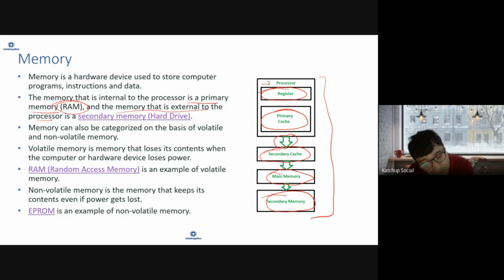So memory basically can be categorized in terms of how close they are to the processor. One is the register file, one is your primary cache. This can be RAM. Your main memory or secondary memory can be hard disks.